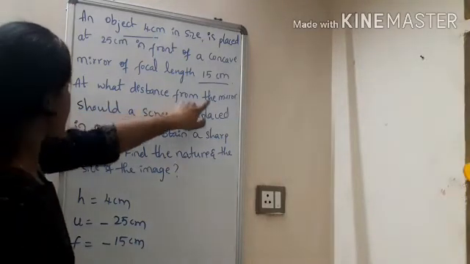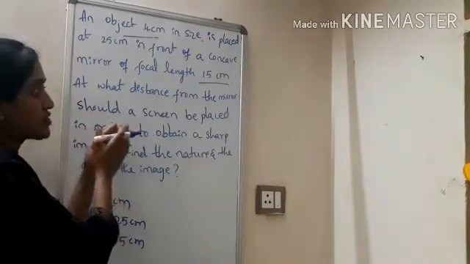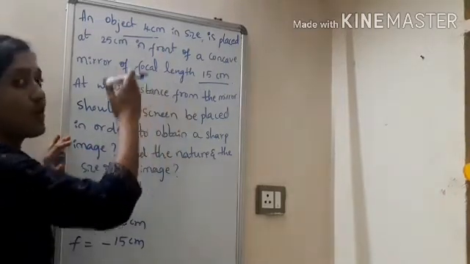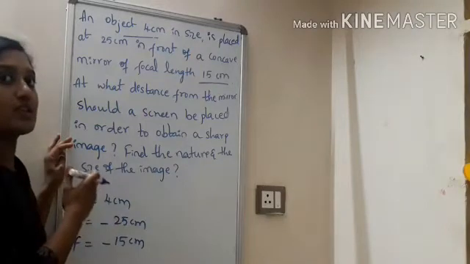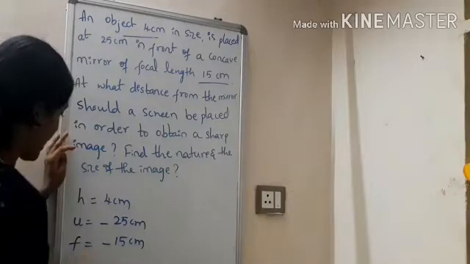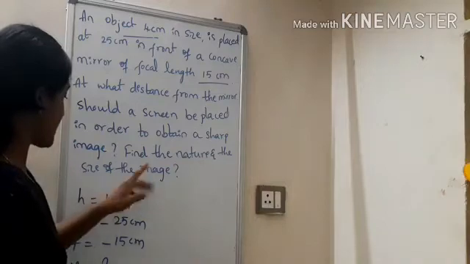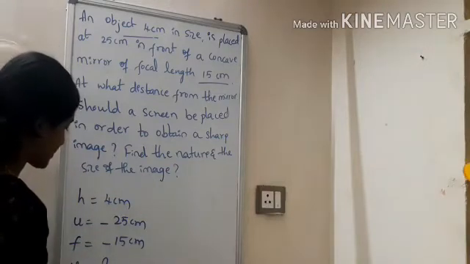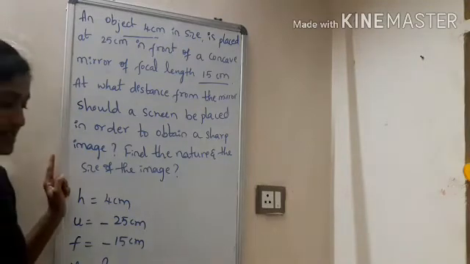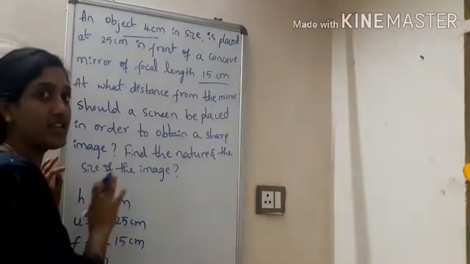At what distance from the mirror should a screen be placed? That means the image should form on the screen. So at what distance from the mirror should they keep the screen in order to obtain a sharp image? We have to find out v. Find the nature and the size of the image. We also have to find the height of the image. So I am going to erase the problem. Please make a note or take a screenshot on your mobile.